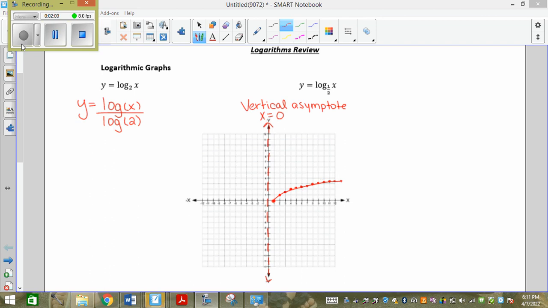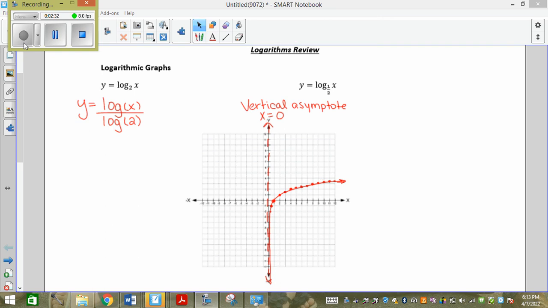Because at 0 it says it's undefined. But remember, we can go second trace value and go 0.5 and get something else that isn't undefined. And it's at negative 1. 0.5 is at negative 1. And then say we do second trace value 0.25. At negative 2. And it's going to run down the graph. So this one is an increasing log function.